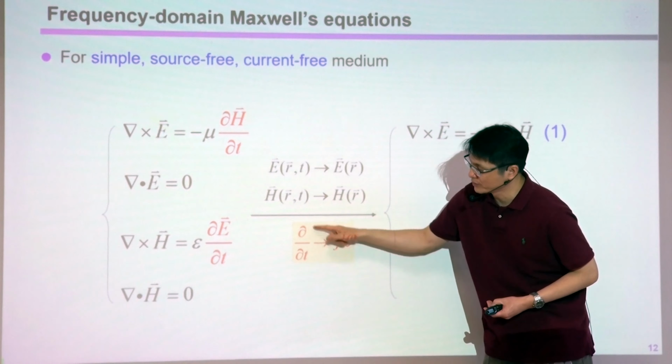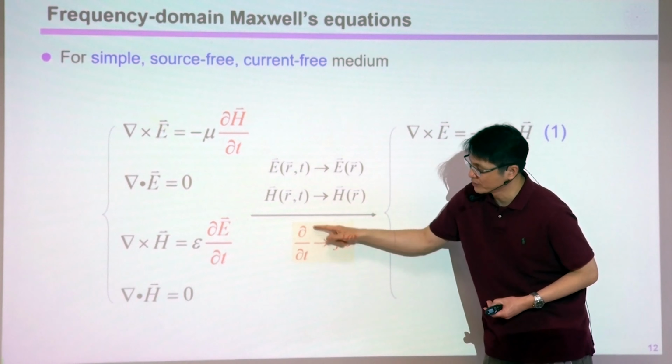The Gauss's law does not change, but this one does. This is the modified Ampere's circuit law. We have a time derivative, so we have a multiplication of j omega. Okay. So now we're trying to simplify these two equations, following the same identical procedures that we used in time domain wave equation derivations.